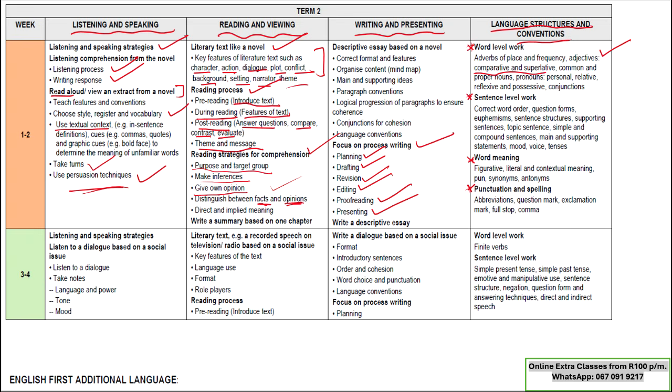comparative and superlative, and then we also have common and proper nouns, pronouns: personal, relative, reflexive, possessive, and conjunctions. Okay, and then on punctuation and spelling, we can see that here we focus on abbreviations, question mark, exclamation mark, full stop, and comma. So these are our different types of punctuations.